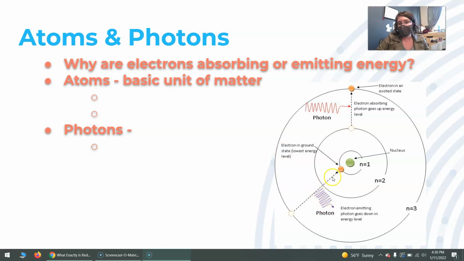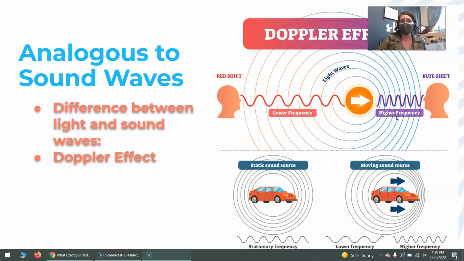And if it hits it just right and it jumps down to a lower energy state, then the photon basically gets emitted. And that's why we see those bars of light in the emission spectra. So that's what's happening on an atomic level. It's really hard to understand things on an atomic level because they're so small that you can't imagine them. Okay, that was all background information.